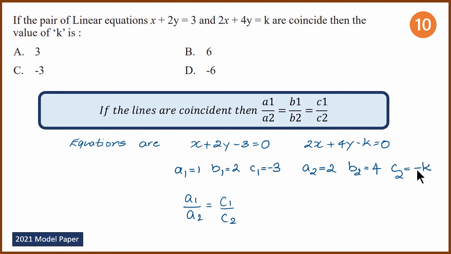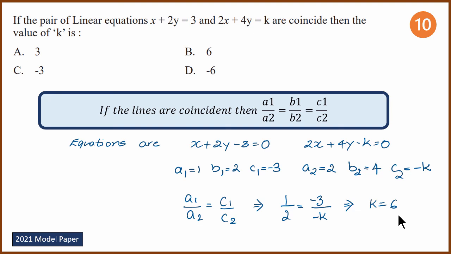Next, ratio. What do we know? We know that they are coincident, which means A1 by A2 is the same as C1 by C2. We are supposed to find k. So we write C1 by C2 equals A1 by A2. Substitute the values. What is A1 by A2? 1 by 2. And C1 by C2 is minus 3 divided by minus k. Minus gets cancelled. We can show that k is 6. What is the value of k? k is 6.